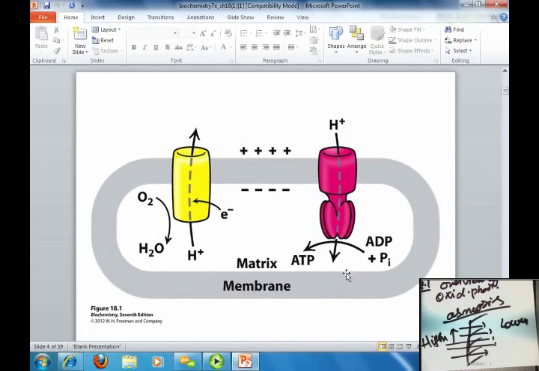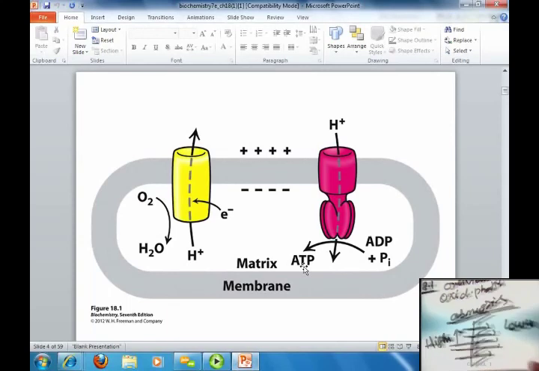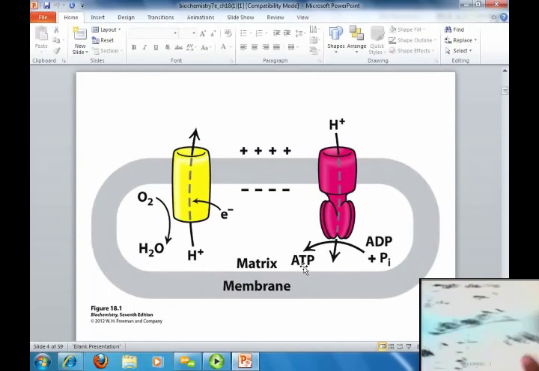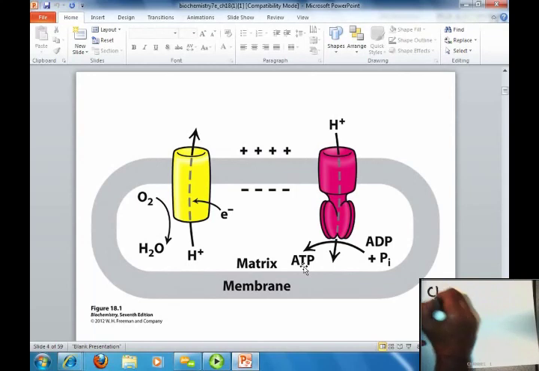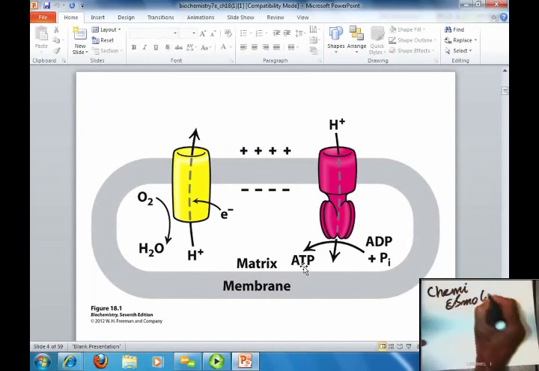When it moves here, it will use the ADP and Pi to form ATP. And this is called the chemi-osmotic theory. Okay, we call it the chemi-osmotic theory.